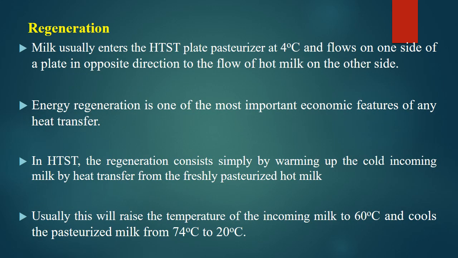In the plate heat exchanger, in case of HTST pasteurization, there are four different sections. First is regeneration, then heating, then holding, and then cooling section. Regeneration is the section where the heat of the outgoing pasteurized milk is used for heating the incoming cold milk. That is how the economics of heat conservation is used very nicely. Milk usually enters the HTST plate pasteurizer at 4 degrees Celsius and flows on one side of a plate in the opposite direction to the flow of hot milk on the other side.